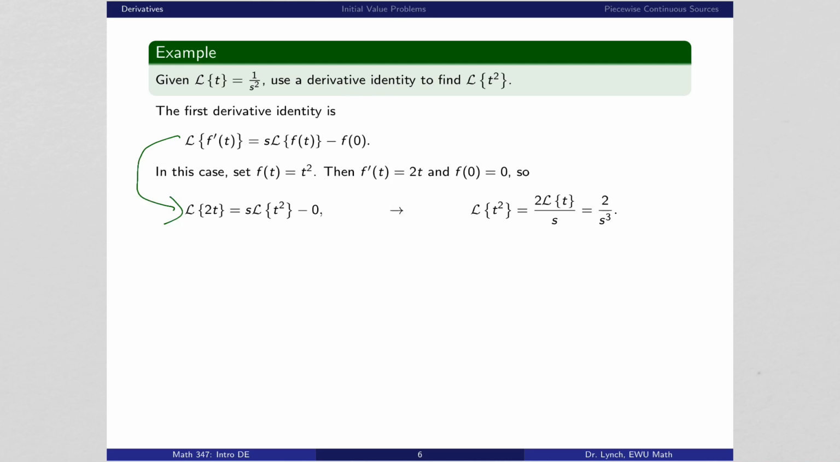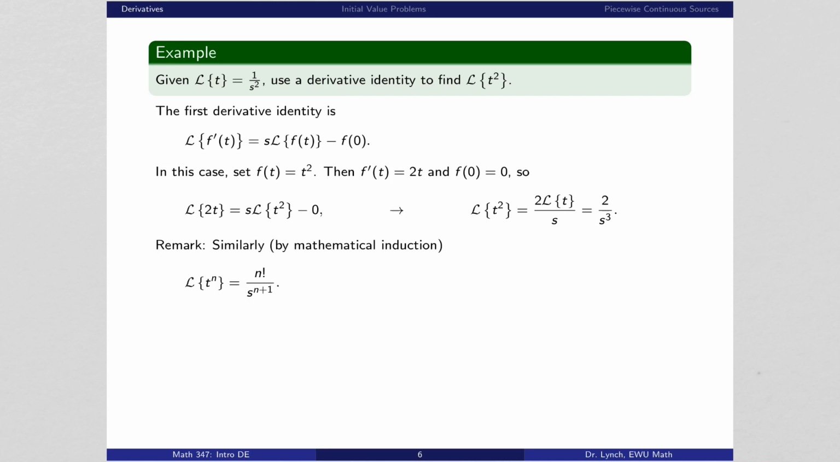Now we can use linearity and the property of the Laplace transform of a constant, and just solve algebraically for the Laplace transform of t squared. So that Laplace transform of t squared is 2 times the Laplace transform of t divided by s, which is 2 over s cubed, as it turns out. One can use this iteratively and the principle of mathematical induction to derive the Laplace transform of t to the n as n factorial divided by s to the n plus 1 power. Okay, so this is where that one entry in our chart comes from.